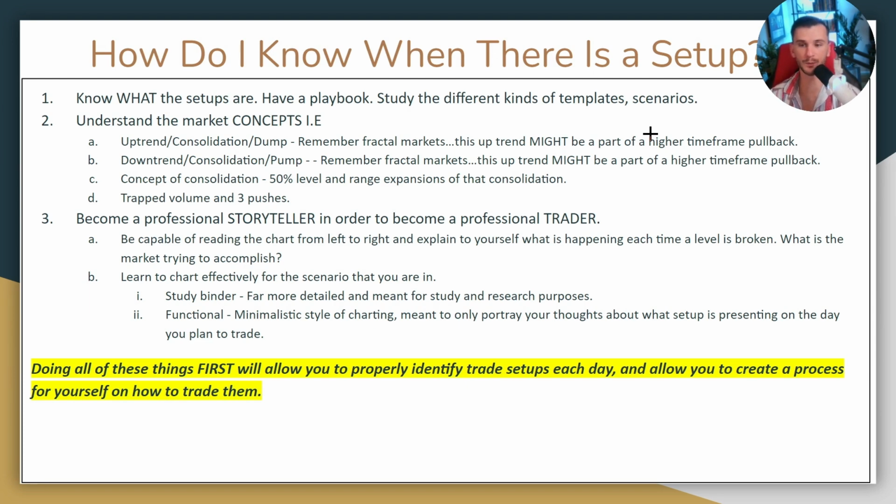The same thing goes with downtrend, consolidation, pump. The market's in a downtrend, or excuse me, is in an uptrend, and they are now pulling back for a long continuation. Concept of consolidation, the 50% of ranges, understanding that the market will break out and pull back to the 50% for continuations. The market will also break out of consolidations and pull back and then continue.